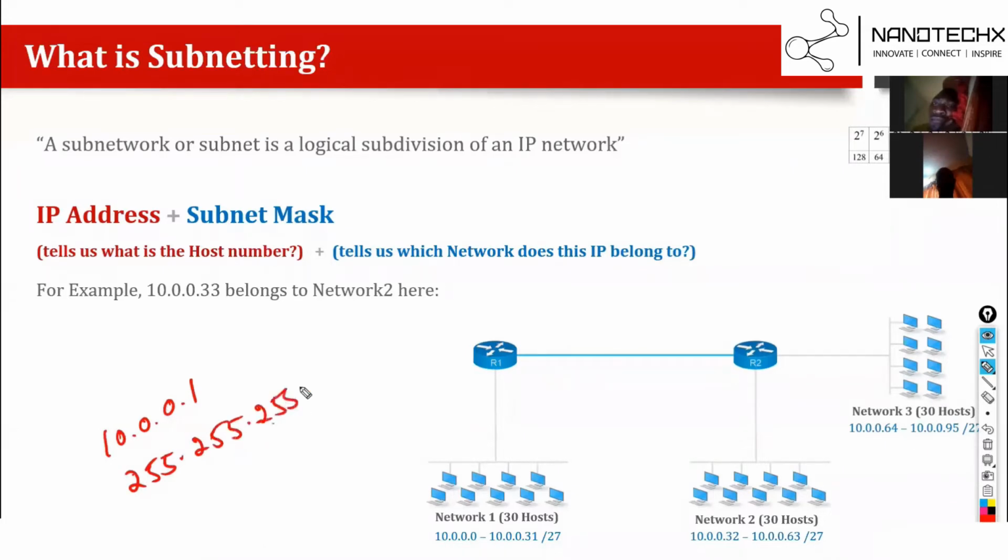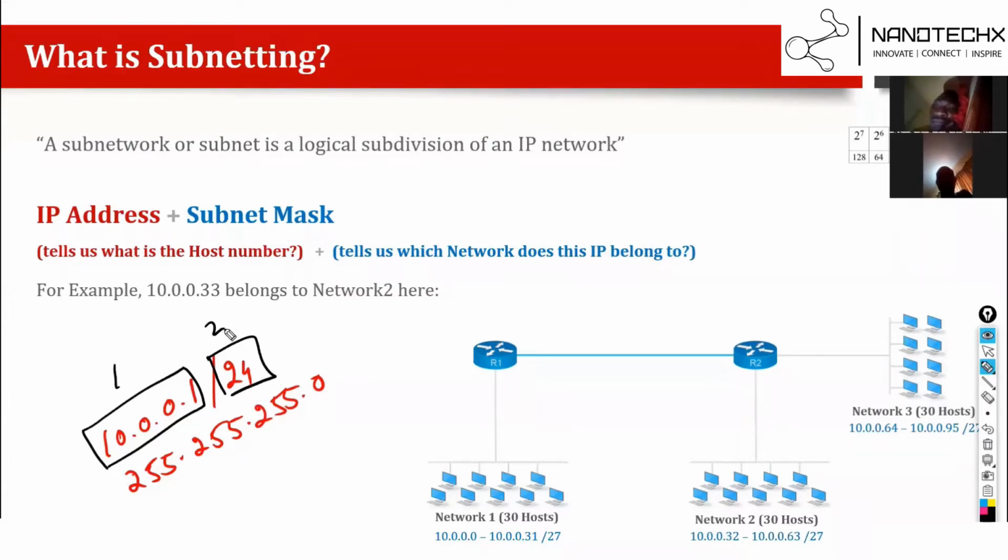So it has 2 parts. The first part is called the IP address, and the second part is called the subnet mask. The IP address is the number. It tells us the host number, while the subnet mask tells us which network it belongs to, right? Again, part number 1, part number 2. The first part is just a number, and the second part tells us which network it belongs to, where it resides.